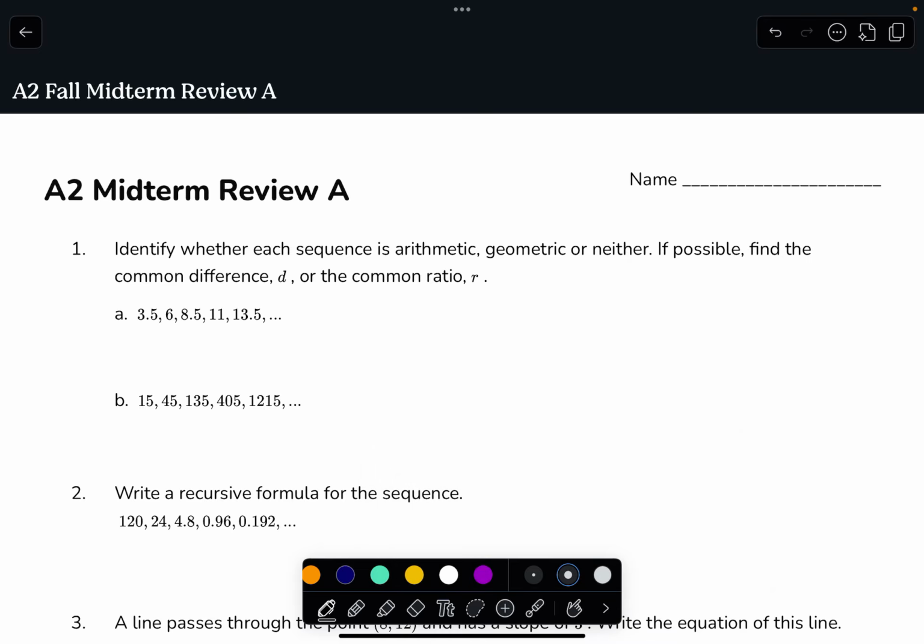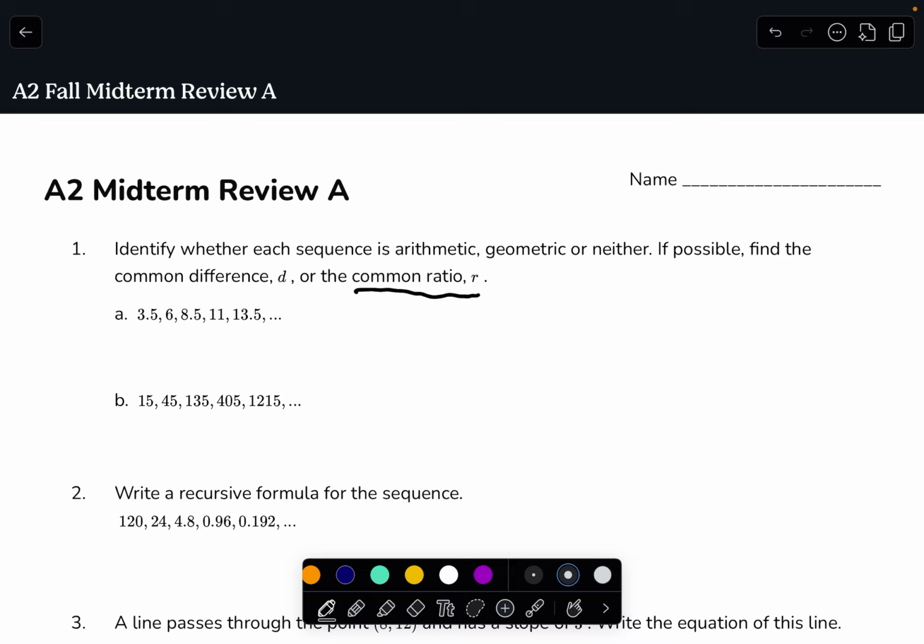Okay, so the first question is identify whether each sequence is arithmetic, geometric, or neither. Remember, arithmetic means you're adding the same number. That's what the common difference is. What is the number you're adding to go from one term to the next? If it's geometric, you're multiplying by a constant, and we call that the common ratio.